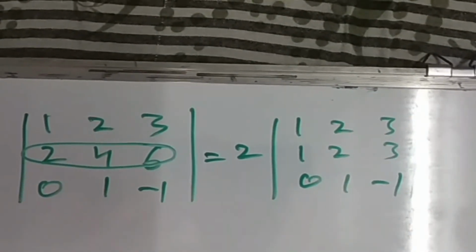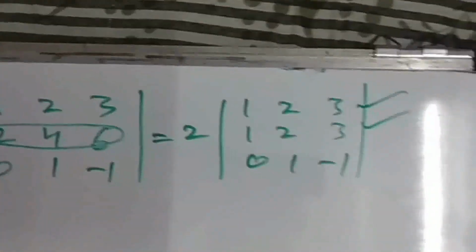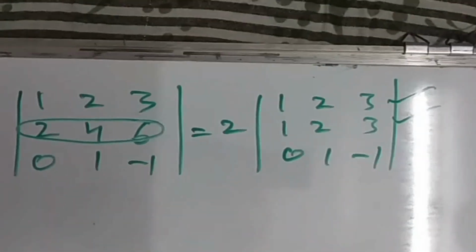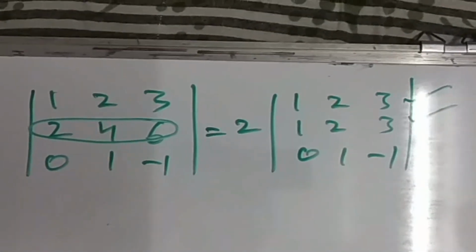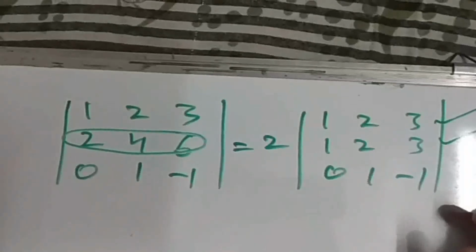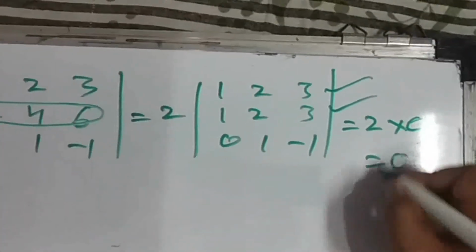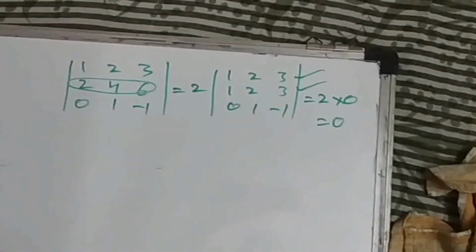Now these two rows are the same, and I have told in the repetition rule, in the previous rule, that if any two rows are the same, then the value of the determinant is 0. So this determinant value will be 0. So this is one option to solve this.